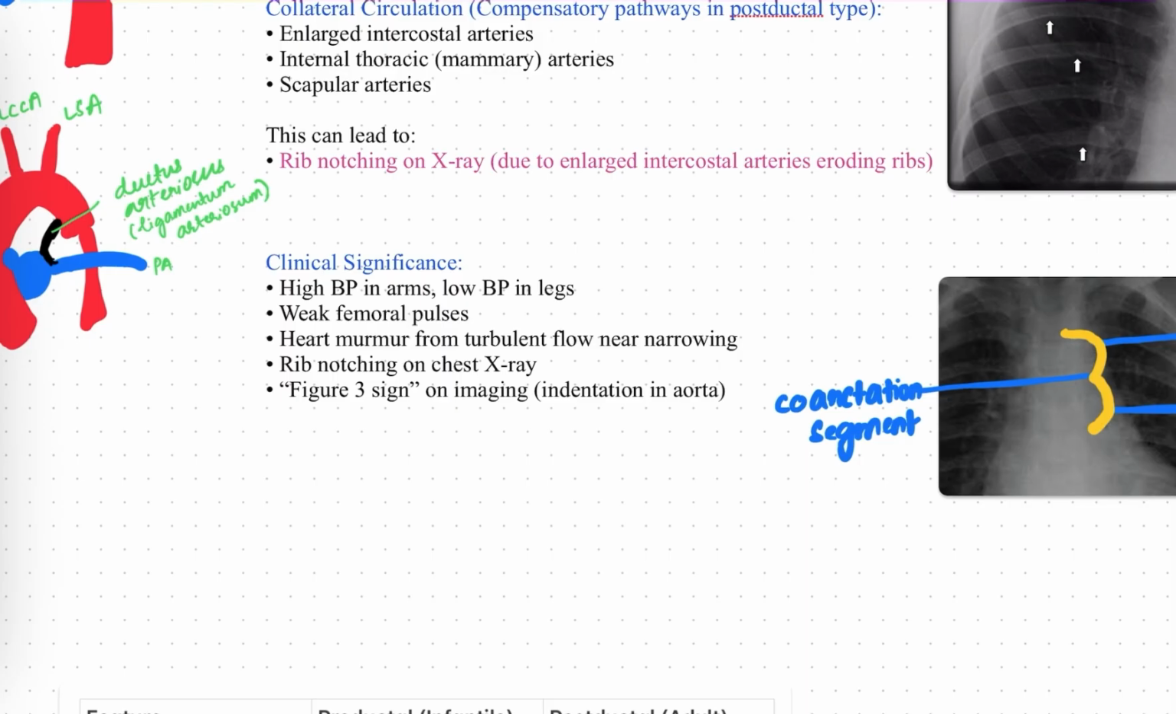And there is rib notching on the chest X-ray because of the erosion due to pulsation from the intercostal arteries, which run on the inferior border of the rib.